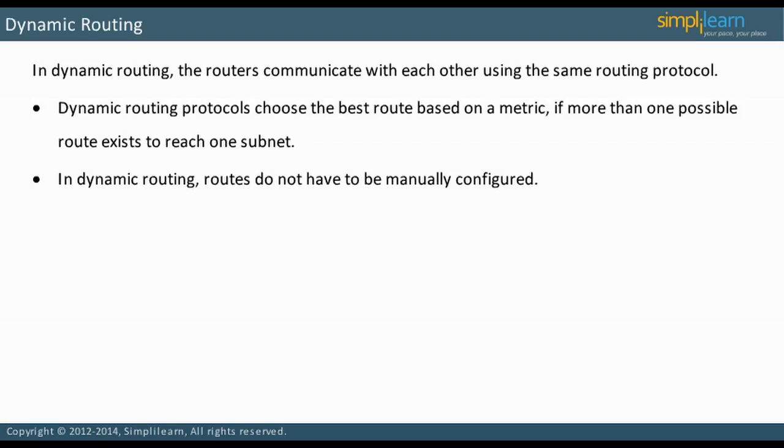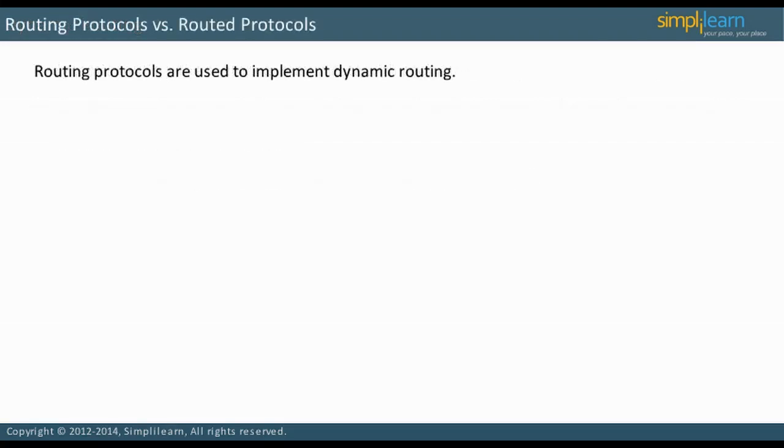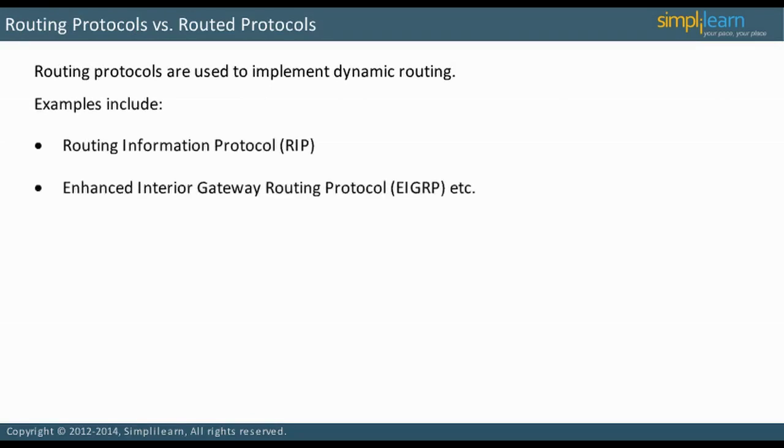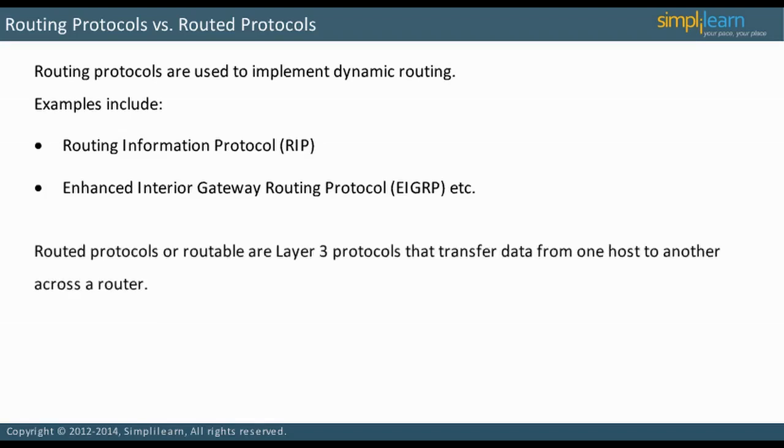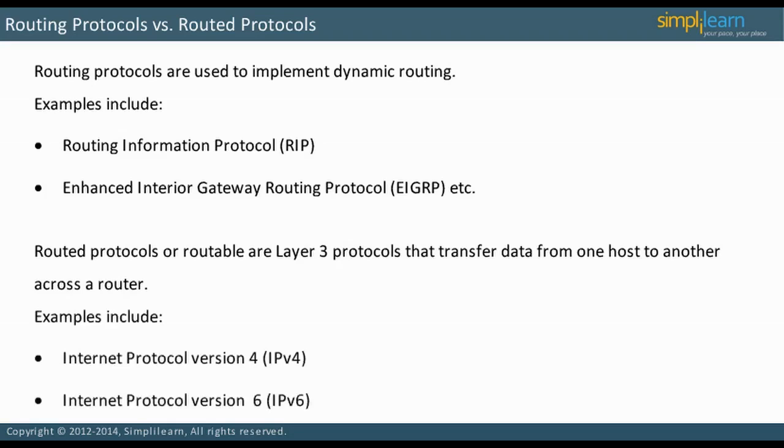They do not have to be manually configured. There is a difference between routing protocols and routed protocols. Let us discuss this in the next slide. Routing protocols are used to implement dynamic routing. Examples are Routing Information Protocol, RIP, Enhanced Interior Gateway Routing Protocol, EIGRP, Open Shortest Path First, OSPF, and Border Gateway Protocol, BGP. Routed protocols, also called routable, are Layer 3 protocols that transfer data from one host to another across a router. Examples are IPv4 and IPv6.